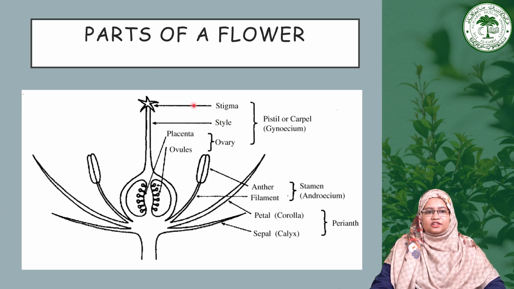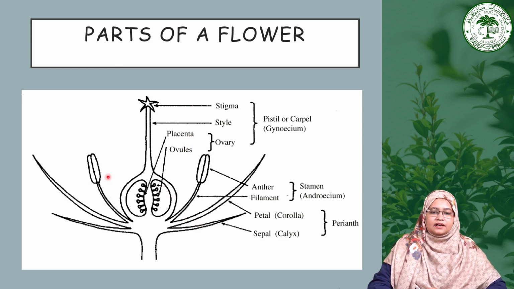This slide is showing the parts of the flower. You can see that the outer part of the flower is the calyx, and the unit of this calyx is the sepals. Then next to the calyx there is the corolla, and the unit of the corolla is the petals. Calyx and corolla are collectively called the perianth.